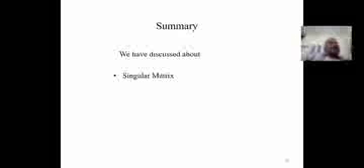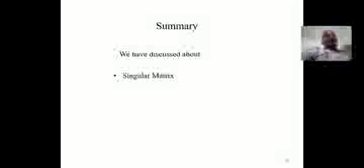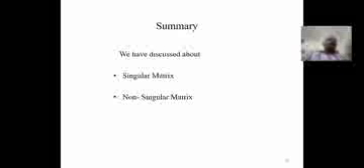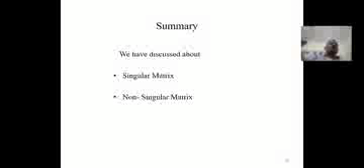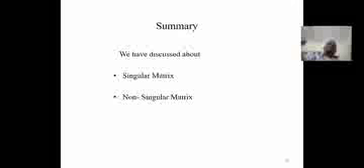Now we have to go to the summary. In this we have discussed the singular matrix. A square matrix A is said to be singular if its determinant is 0. Next, a non-singular matrix: a square matrix is said to be non-singular if its determinant is non-zero. Then the adjoint of a matrix: the adjoint of a matrix is the transpose of the matrix obtained by replacing the elements with their corresponding cofactors. That means the transpose of the cofactor matrix.